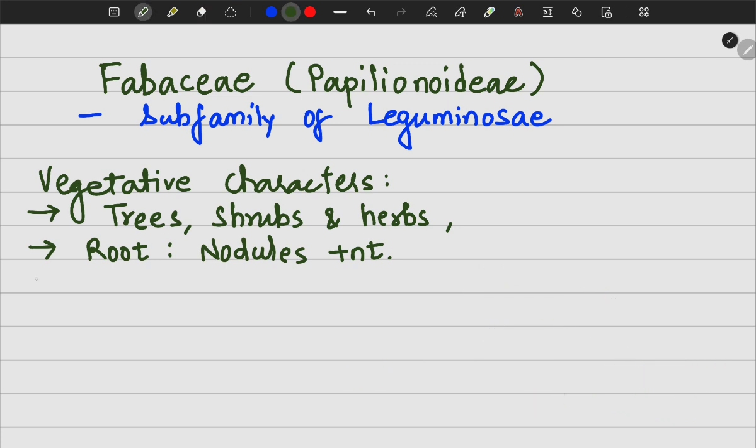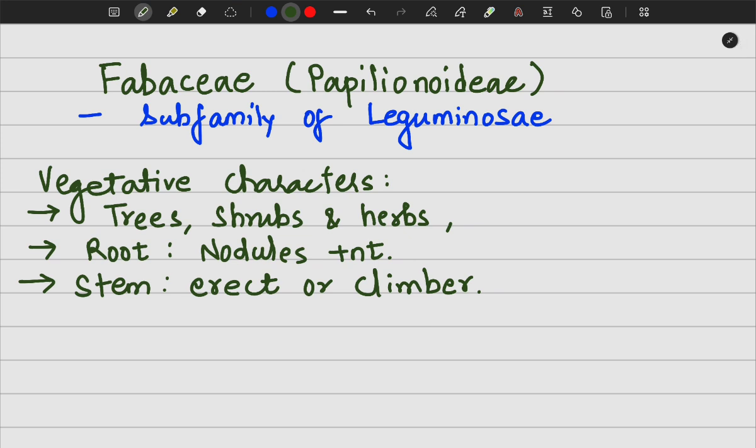If we talk about the stem, it is either erect or in the form of climber. So the climber is a type of plant which needs support for its growth, or which needs a surface for attachment so that it can climb up, and it usually has tendrils, for example pea, right? So the stem could either be erect or in the form of a climber.